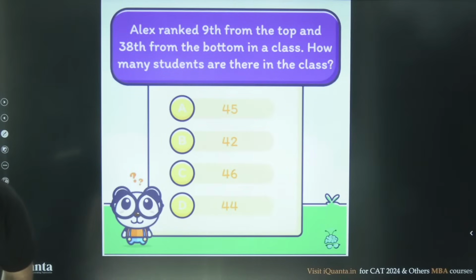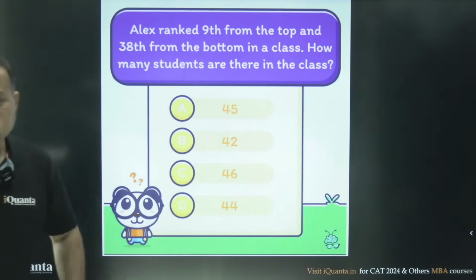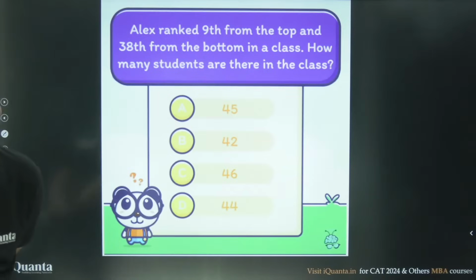I'm getting the answers: Megomig says 46, Yash Saxena 46, Akshay 46, 46, 46, 46. Many of you are saying 46. In between some 45 also I'm able to see. 44 also. Think again, I'm giving you time. 44, 45, 46, 42, all options are here. Answer is going to be only one of them.